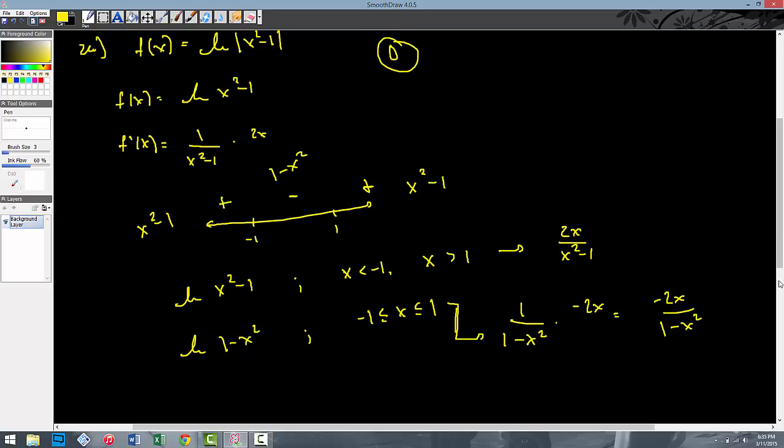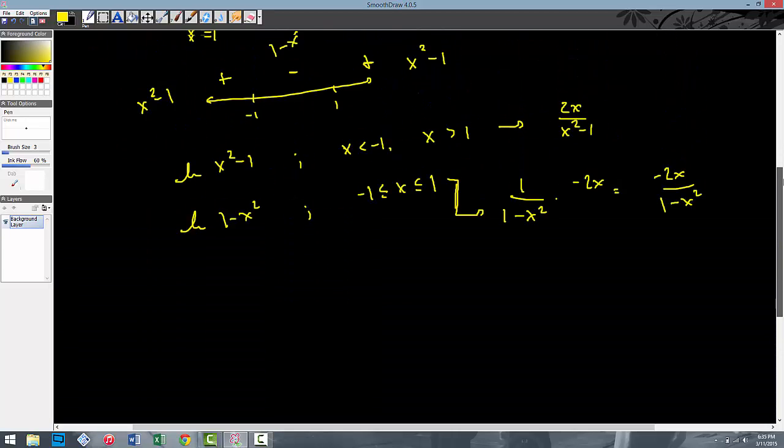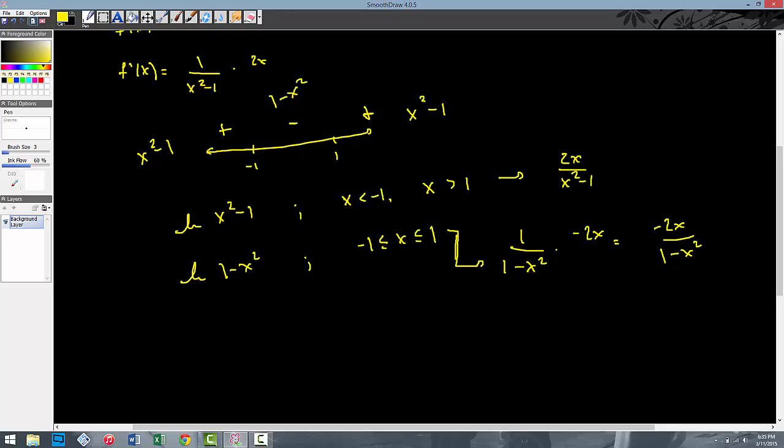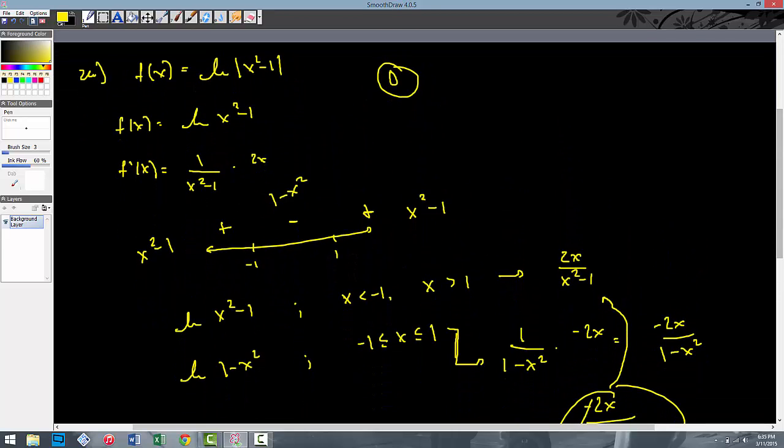Now, if I flip and factor out a negative 1 from the bottom, I get negative 2x over negative x squared minus 1, and guess what happens to those negatives? They say bye-bye, which means I have exactly the same thing on bottom as I do up top, which is why I could get rid of those absolute values from the start, meaning the answer is D.